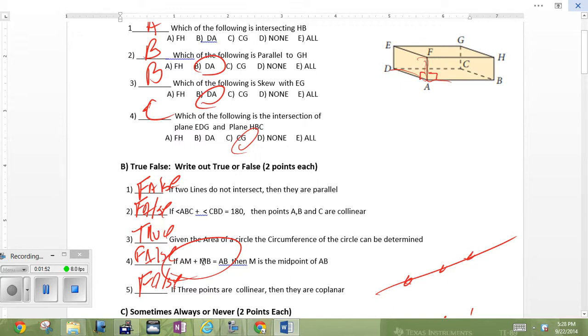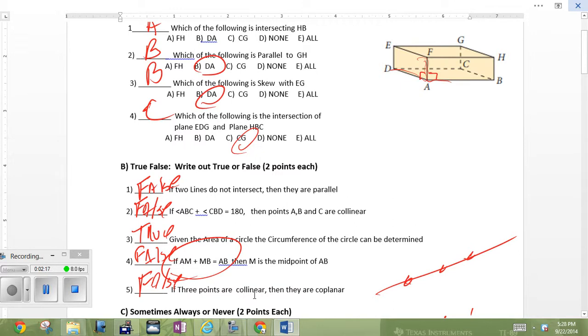If AM plus MB equals AB, that's a statement of segment addition, then M is the midpoint of AB? No, not necessarily. I mean, it could be, the segment was split up, 2 plus 3 equals 5. It doesn't have to be, it could be 1 plus 4 equals 5. It doesn't have to be 2.5 and 2.5 equals 5.